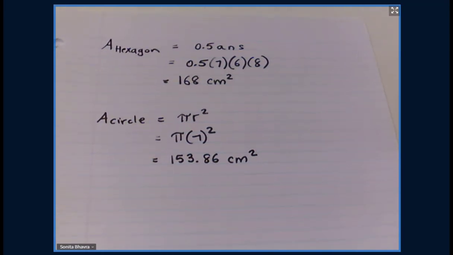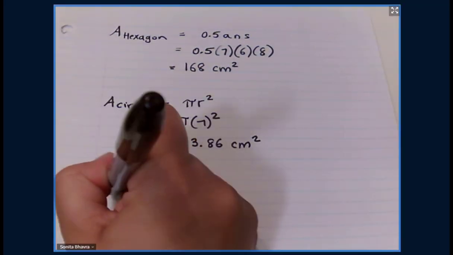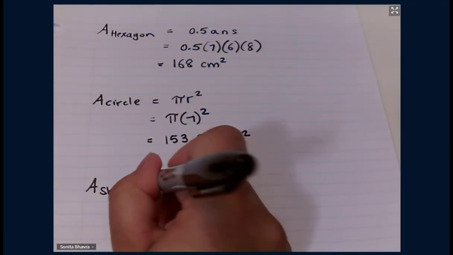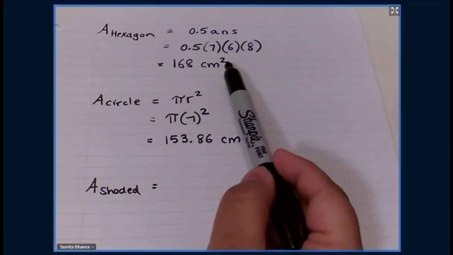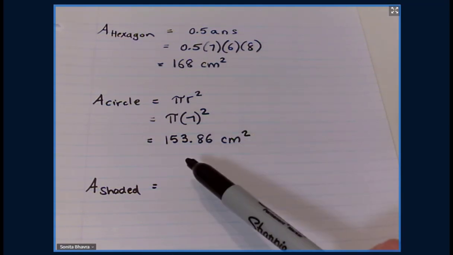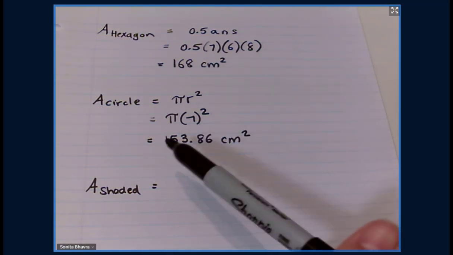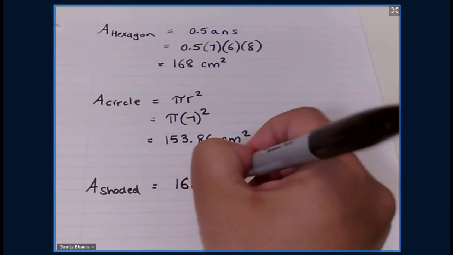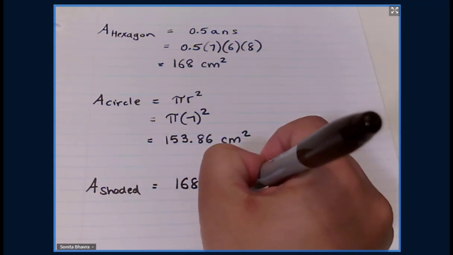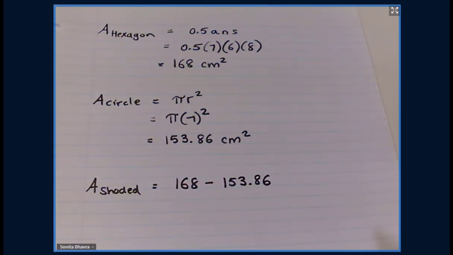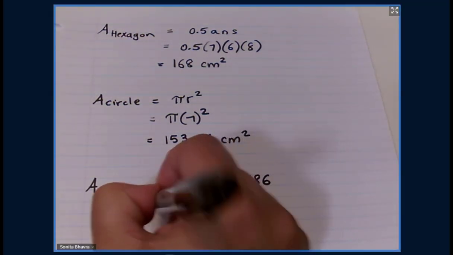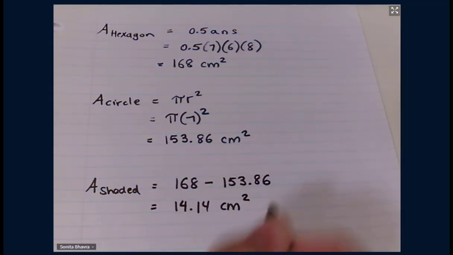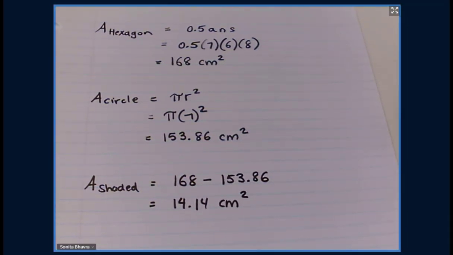All right, so next area is shaded. We are going to take our area of the hexagon, and we're going to subtract out the circle. So we just take 168, subtract 153.86. And our answer is 14.14 centimeters squared.